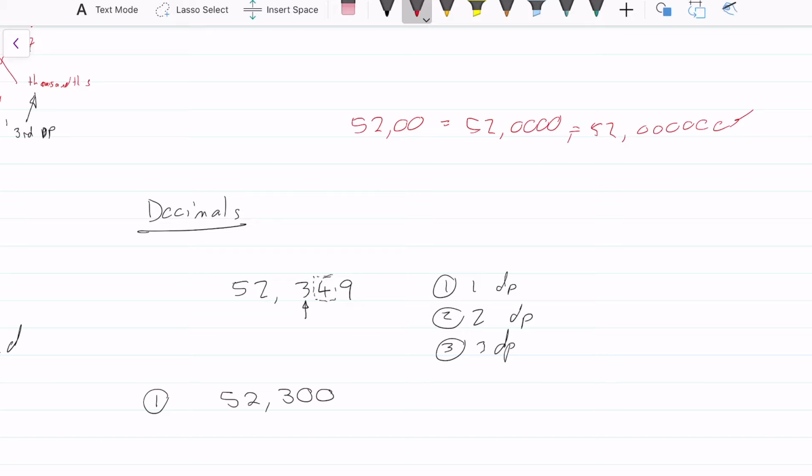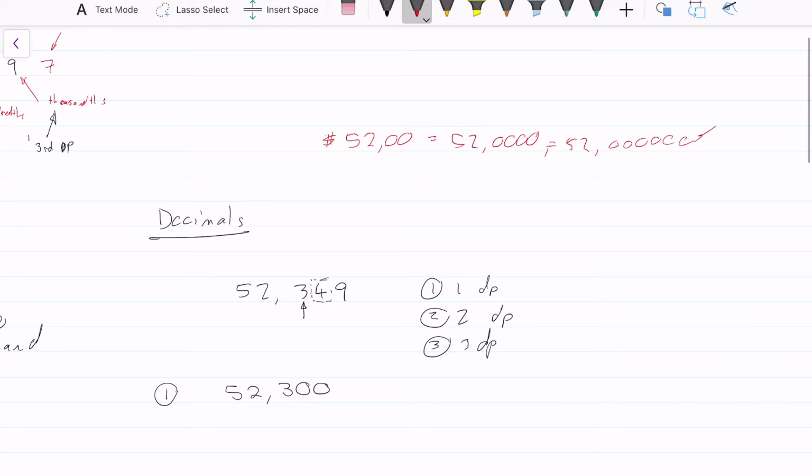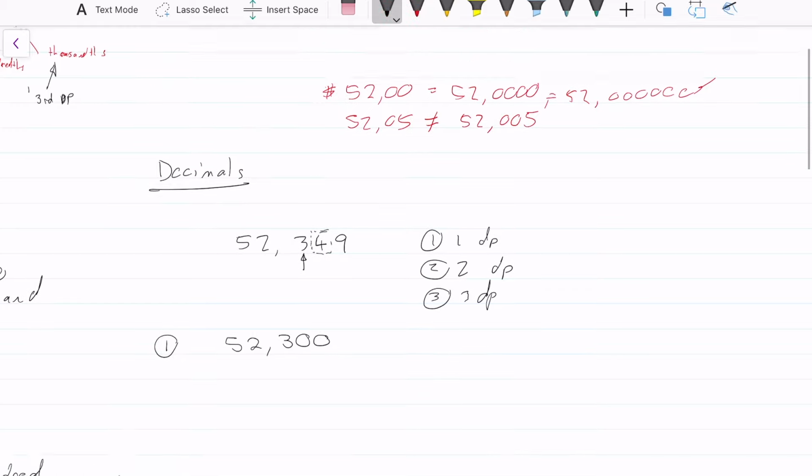Think about it like having money. If you had $52.00, it's the same as having $52.000000 infinite times cents. Okay, so zeros after a decimal have absolutely no meaning at the end. Something like this, 52,05, is not equal to 52,005. Because having 52 and 5 cents is different to having 52 and 5 millicents or microcents, however you want to look at it.